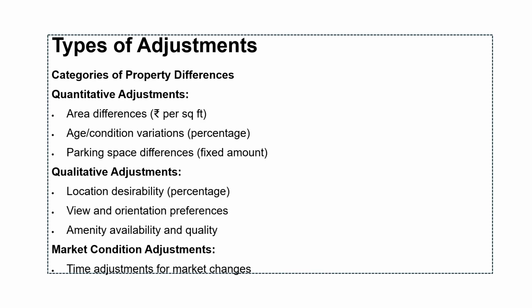And these are sometimes subjective assessments. So one we have quantitative, that is mostly calculatable. But then we have qualitative, where we require understanding of the valuer, and that helps us in understanding the actual quality adjustments which we have to make. And then market condition adjustments, that is time adjustment for market changes, how long the previous property was sold, how long back it was sold. So these kinds of adjustments also we have to make.